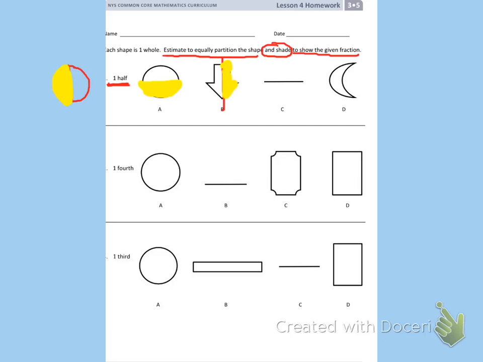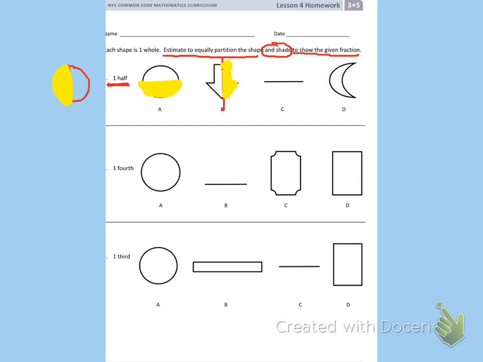Divide the line in half, and then shade only half of the line. Divide the moon in half. Remember, wherever you divide it, if you were to fold it on that line, the pieces must match up. Don't forget to shade to show the given fraction.